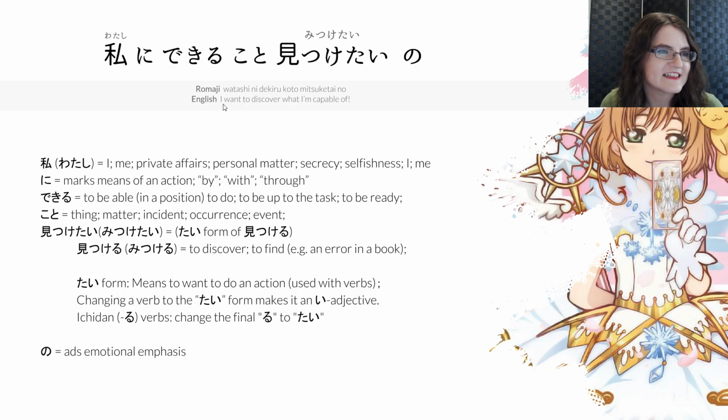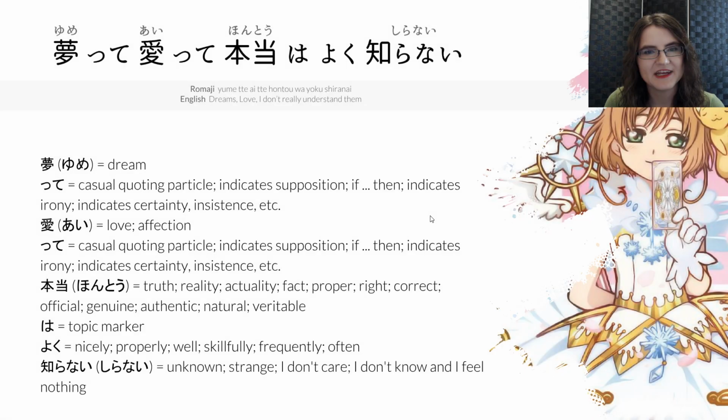So yeah, the English is just like, I want to discover what I'm capable of. Stop comparing yourself and find what you can do. It's really good advice. This next verse has yumete, aete, hontou wa yoku shiranai.